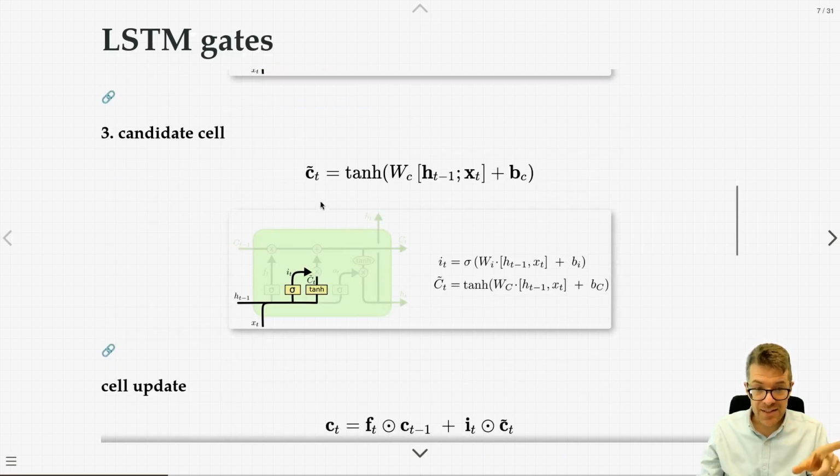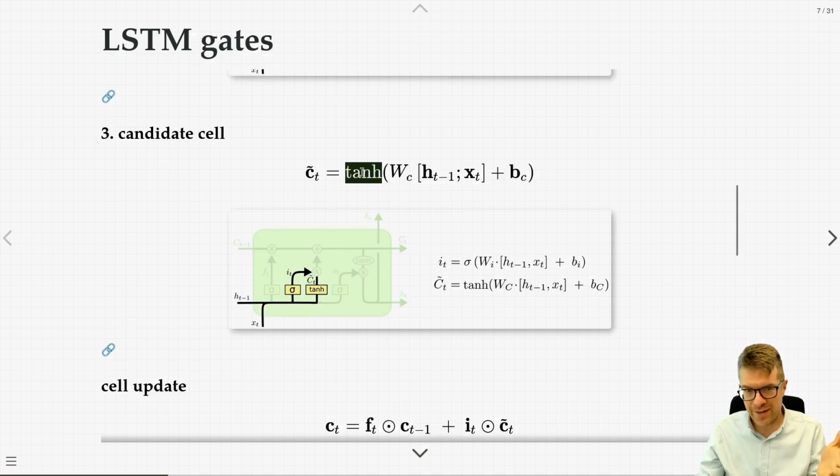The candidate cell is this C tilde sub t. This is the information I do want to write. So I have information from the short term, from h sub t minus 1, and from the current observation x sub t. This is also passed into a tanh function. There are other learnable weights, so I still have weights w sub c and b sub c. These are also learnable weights, shown down here in this little arrow.